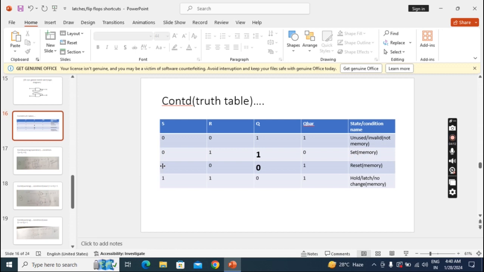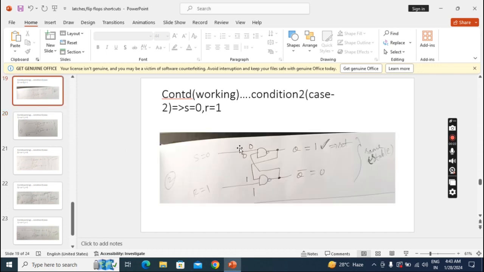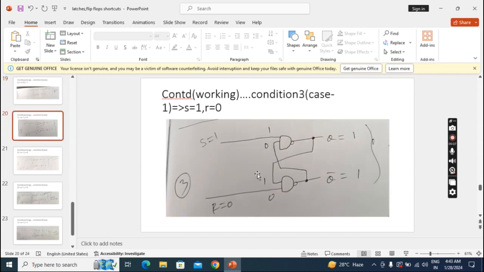Okay. Now we'll see the third condition, S1 R0. In this third condition also, we have to check with different cases until getting stable output. So this is condition 3, case 1. S equal to 1, R equal to 0. So this is S1, this is R0. What about this 0 1? Previous outputs. What are the previous outputs? Q1. That Q1 will come here. And Q bar 0 will come here. Previous Q bar 0.